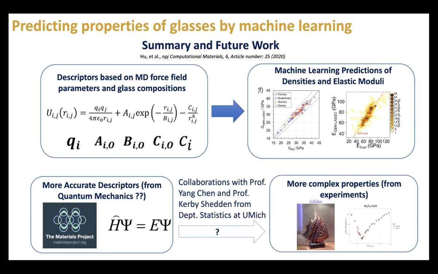On the other hand, for some other properties like the dielectric constant or toughness, those properties depend on the atomic structure beyond the short range order, maybe medium or long range order. So we need some more accurate method, like direct experimental measurement, to get the property. Right now we are collaborating with professors from the statistics department in Michigan to work on these problems.